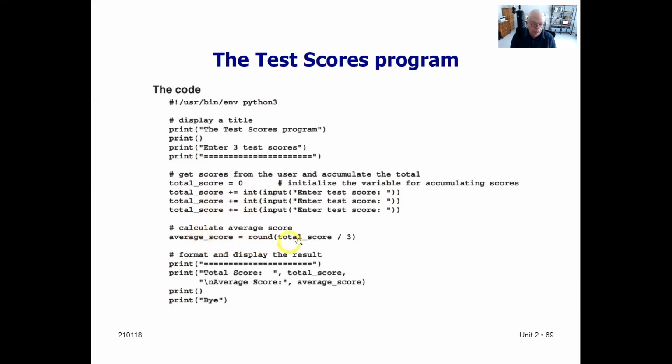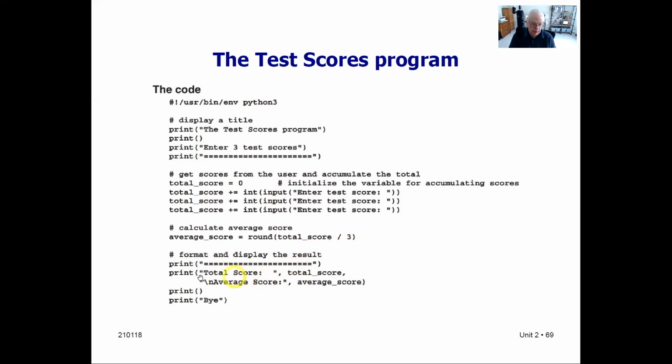So now we want to average these scores, and this is arbitrary. This is built for 3. We'll learn how to not be arbitrary later on, but total score divided by 3 will give us our average, but we need to do that math inside the round function. We're setting it to 3 decimal points, so we don't have that big, long floating point value.